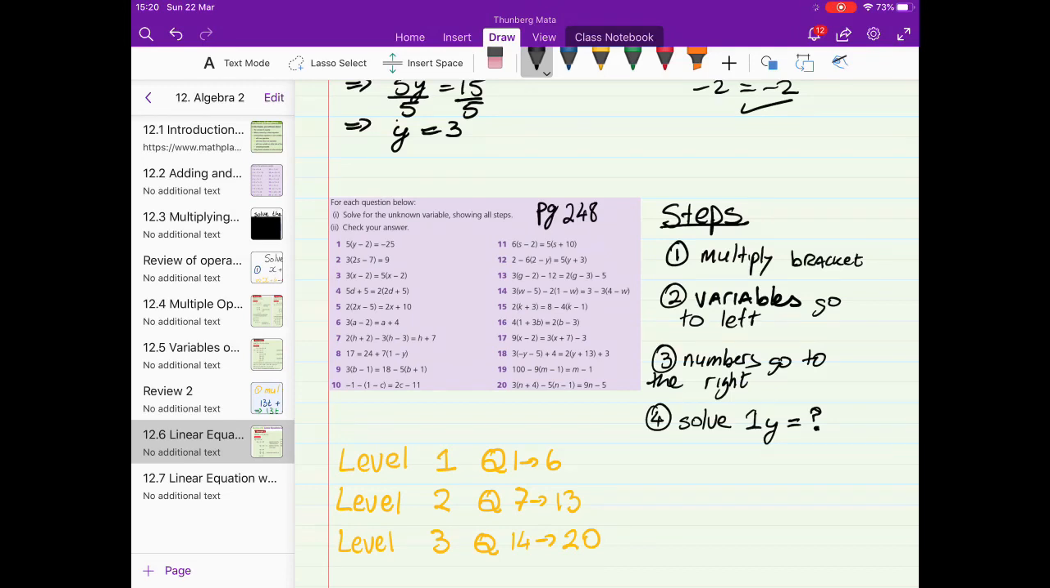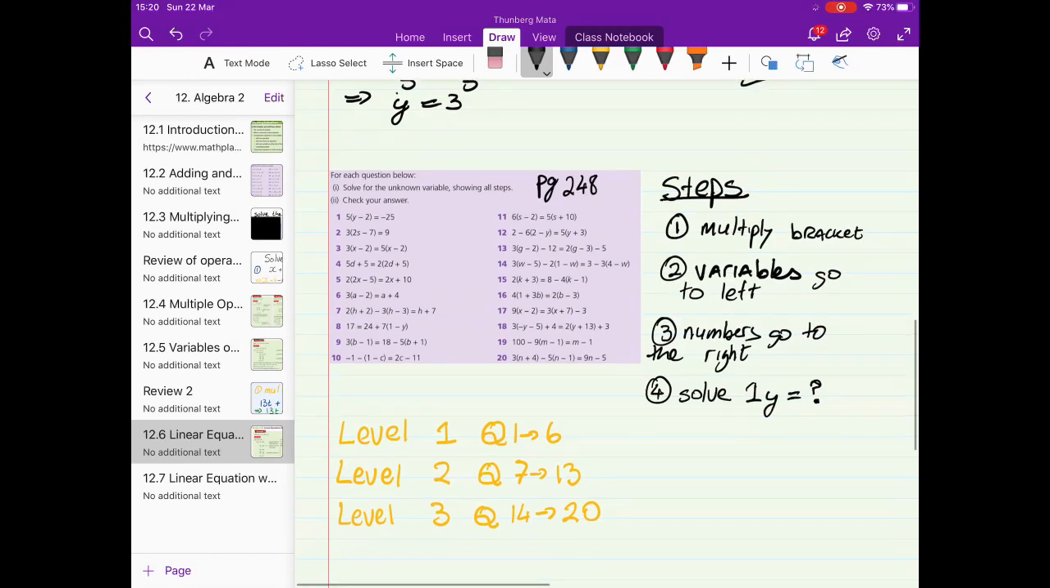Now, in terms of levels for these questions, our level 1 questions will be question 1 to 6. The level 2 and level 3 questions, truth be told, are much the same as each other. Level 3 isn't that much harder than level 2. But what I want you guys to complete in your copies for correction is to fully complete one level. So that's to fully complete questions 1 to 6, 7 to 13, or 14 to 20.